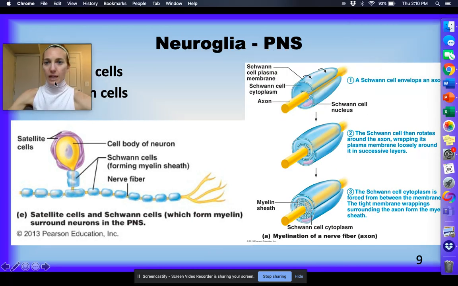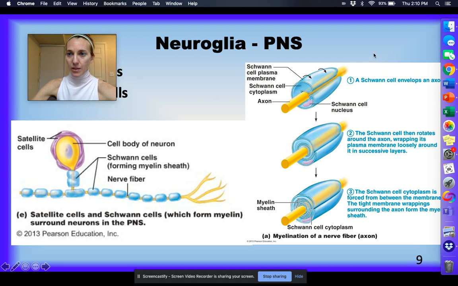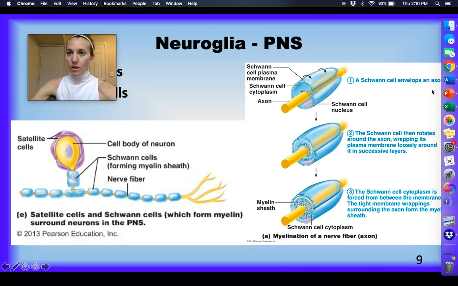Cool graphic from your textbook. I like that it's showing how this Schwann cell is able to wrap around the axon. Here's the nucleus here, and it begins to wrap, and some of the cytoplasm is basically forced from between the membrane, as the textbook describes, and you get this really tight wrapping going around the axon. So just a cool graphic to illustrate what these myelin sheaths are really made of and how it is that they form.